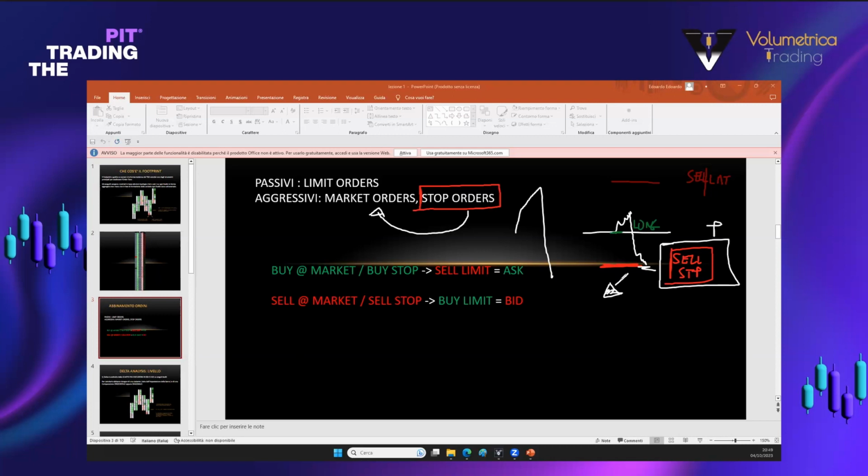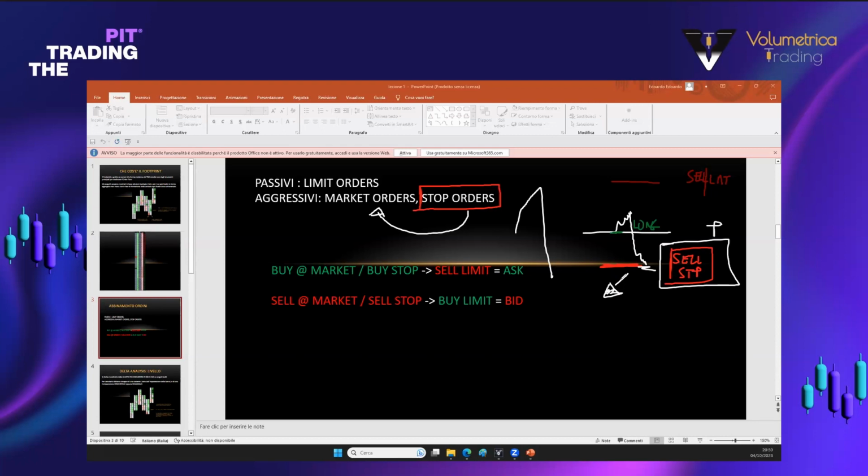So the stop loss, the stop loss of whatever position, is always supposed to be an aggressive order, because that's a stop order. It doesn't mean that every stop order is necessarily a stop loss, but the stop loss has to necessarily be a stop order. Anyway, in both of these cases, stop orders will enter the market aggressively, and they will be executed at the best price available.